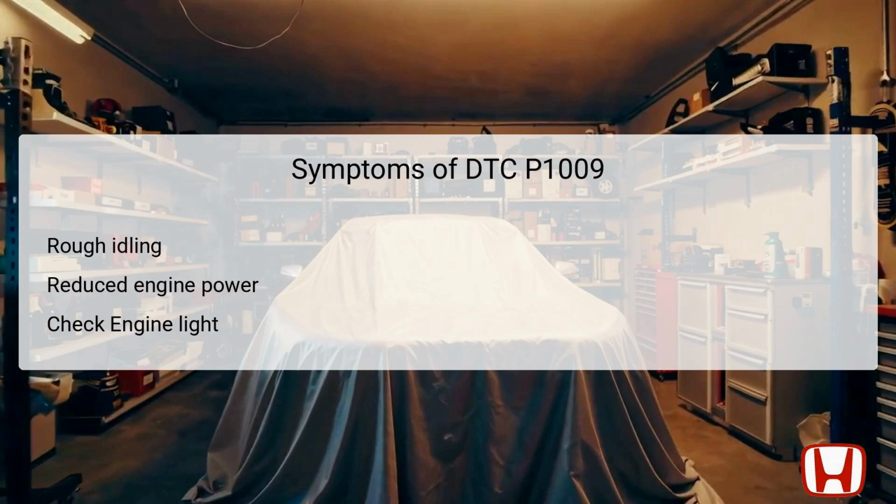Vehicles experiencing DTC P1009 may exhibit various symptoms, including rough idling, which can result from inefficient engine timing. Drivers might also notice reduced engine power during acceleration, leading to a less responsive driving experience. Additionally, the check engine light on the dashboard will illuminate, alerting the driver to the issue at hand.